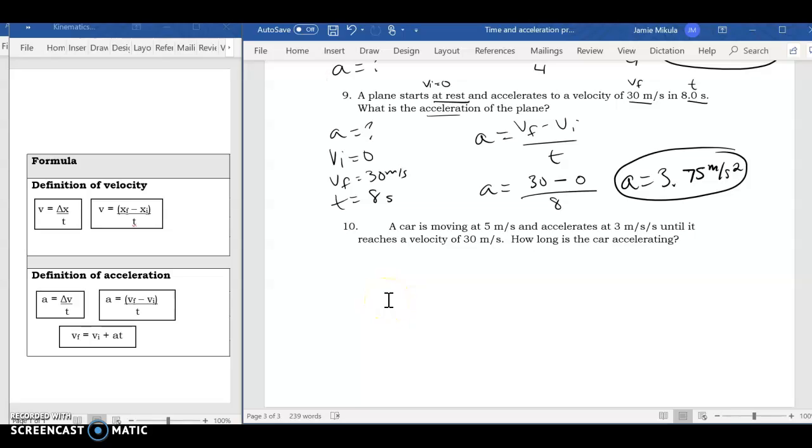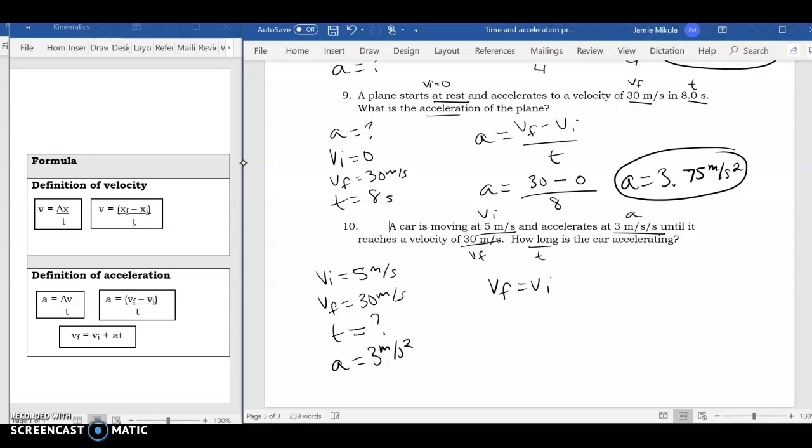And finally, number 10, a car is moving at 5, so that's the initial velocity. I don't need to put that there. Accelerates at 3 meters per second squared, that's A, until it reaches a velocity of 30. That's the final velocity. How long is time? All right, so VI equals 5, VF equals 30, T equals question mark, A equals 3 meters per second squared. All right, I'm going to use this one.